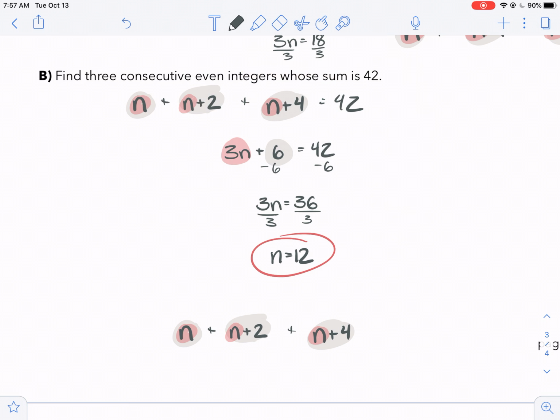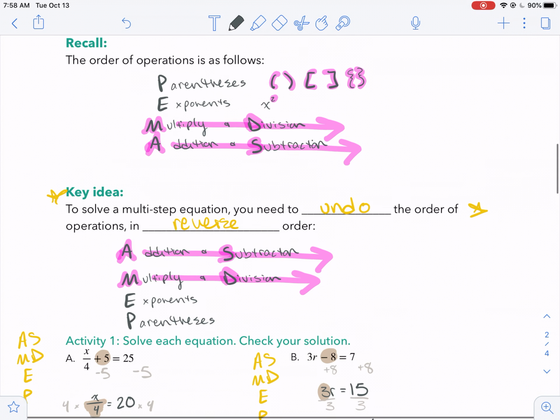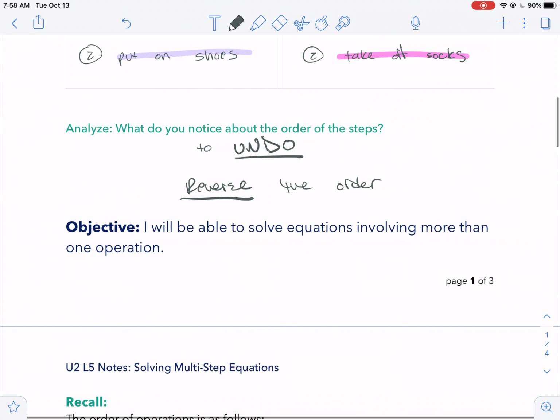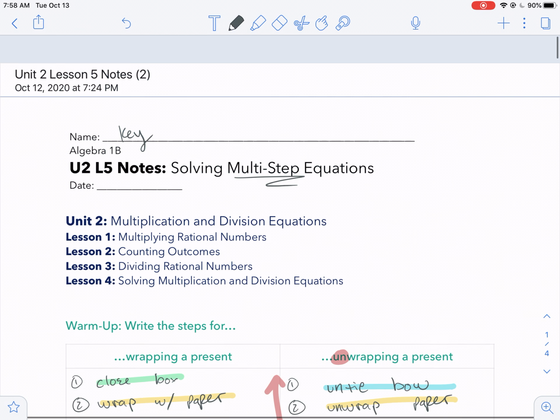So that tells us that n is 12, and 12 plus 2 is 14. And finally, 12 plus 4 is 16. So our 3 consecutive even integers are 12, 14, and 16. So our key idea of the day is when you're solving equations, you need to undo your order of operations, but reverse the order. Hope you have a wonderful time on your homework.